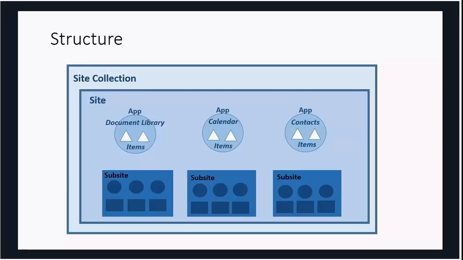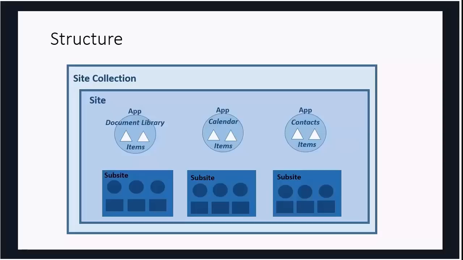So basically, I have an app. So in here I have three apps. A document library is an app, a calendar is an app, and a contact is an app. So I add an app to my site. Inside that app are items. So inside my document library are files. Inside my calendar app are calendar appointments. Inside my contacts are individual contacts.